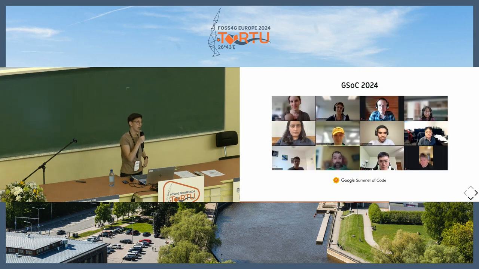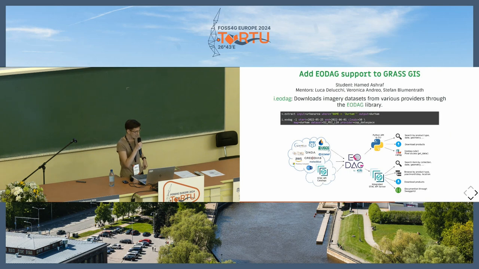This year we originally had 4 students, but then there was one with US visa issues, so we ended up with 3. There's a student working on adding EODAG support to GRASS GIS. EODAG is a library to download Earth observation data from different providers, and there's now a first version of a new tool in GRASS called i.eodag to download this type of data from different providers.